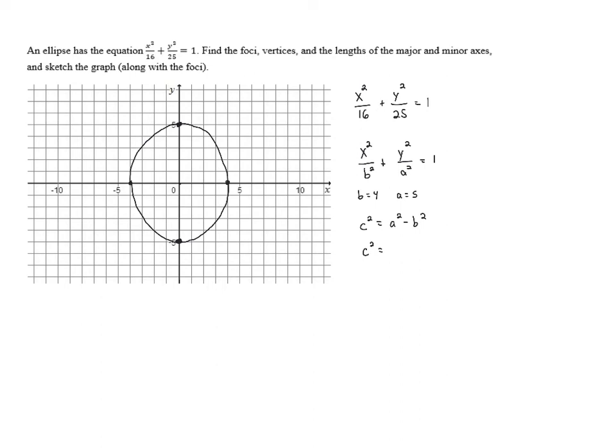In this case, that's going to be 25 minus 16, which is 9. So we've got c squared equals 9. Taking the square root, we've got c equals 3. And so what that means is that our foci are going to be up 3 units and down 3 units from our center. And so our foci are at the points (0, -3) and (0, +3). And that is it.